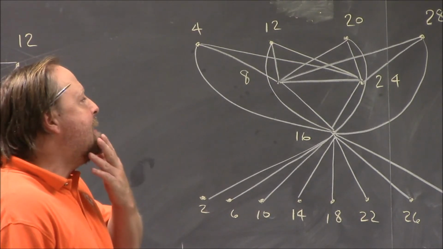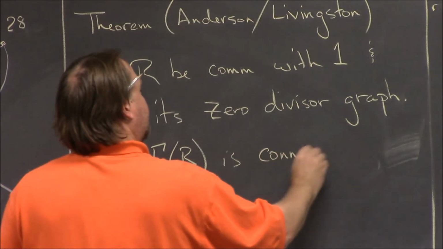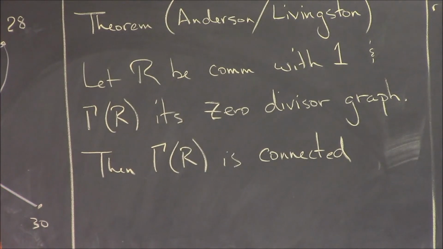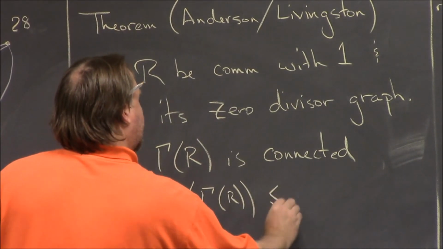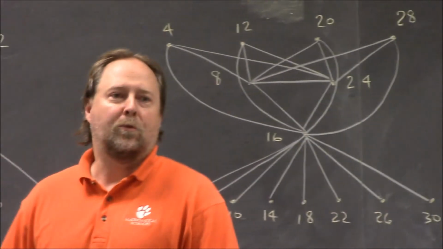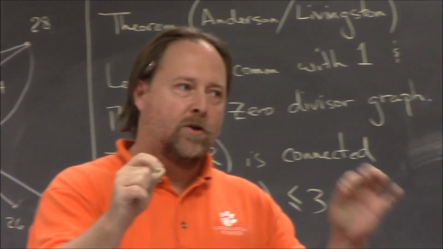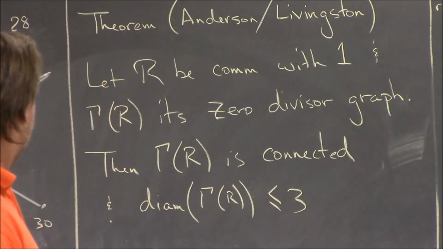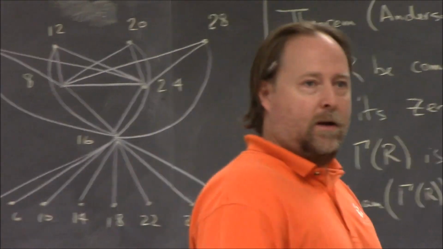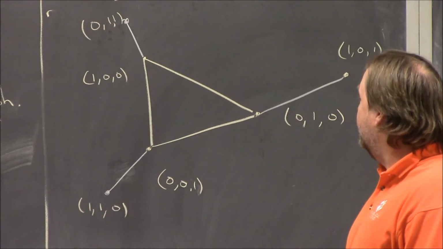Let R be commutative with identity, and let gamma of R be the zero-divisor graph. Then gamma R is connected, always. And the diameter is less than or equal to 3. So what that means is pick 2 of those vertices, you can get from one to the other in a path no longer than 3, which I find, especially given the misleading evidence that I gave you here, very surprising. In fact, as far as diameters go, this is as bad as it gets, because this one actually has a diameter of 3.